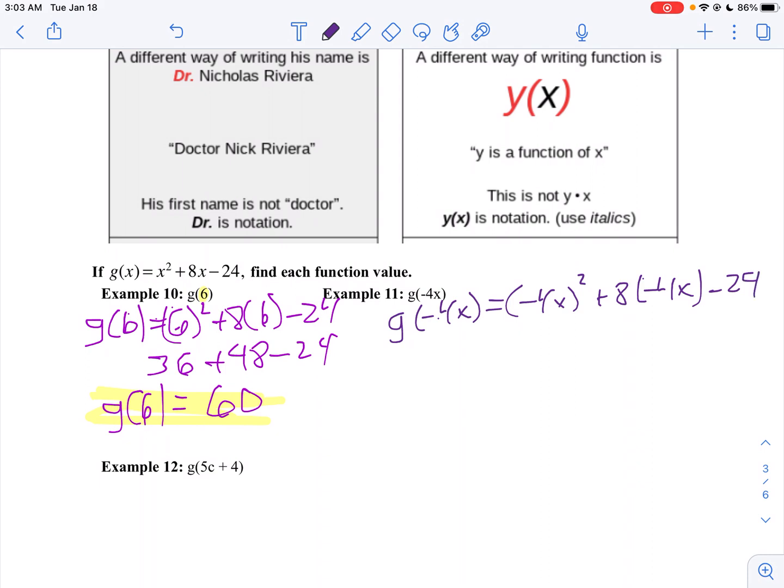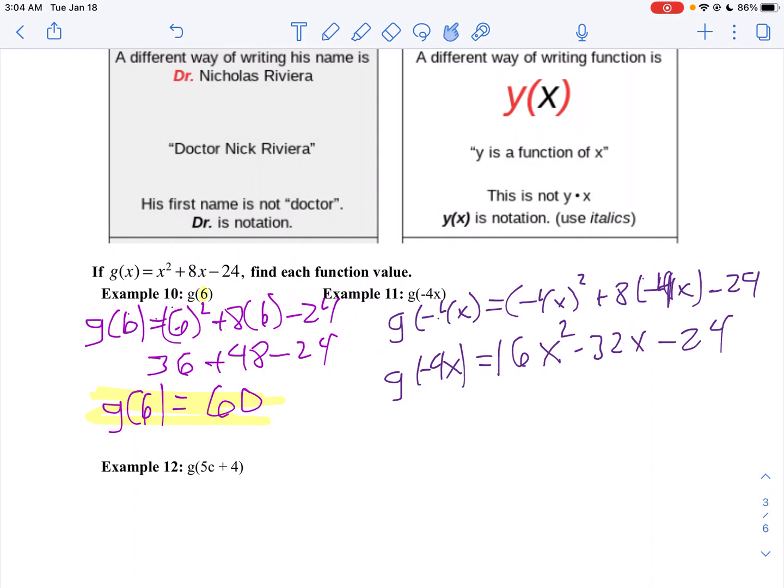Now let's do the simplifying. Negative 4x squared, that's positive 16x squared. 8 times negative 4 is negative 32x, so minus 32x minus 24. And there's our answer. So we're saying g of negative 4x equals 16x squared minus 32x minus 24.